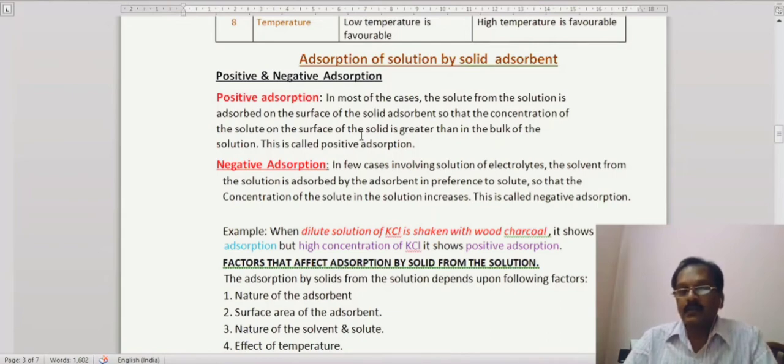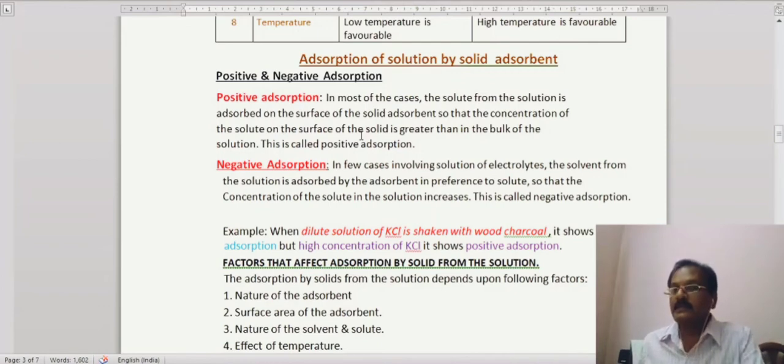After having the solution, if you drop activated wood charcoal into it, now it depends on the nature of the solution. Means whether it is a concentrated solution or a dilute solution, the adsorption by the adsorbent may be of different types. So based on that, we have one is positive adsorption and second is negative adsorption.